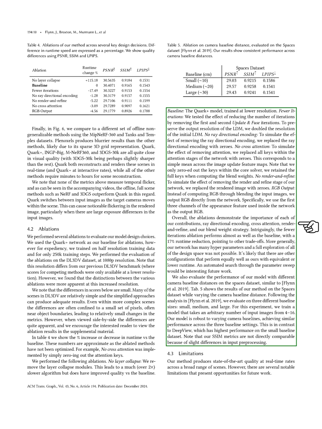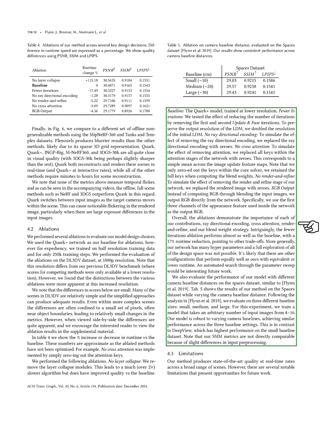Overall, these ablations highlighted the significance of our contributions, including ray directional encoding, cross-attention, render and refine, and our blend weight strategy. Interestingly, the fewer iterations ablation performed nearly as well as the baseline while reducing runtime by 17%, indicating potential trade-offs. Our network has many hyperparameters, and we couldn't explore all design options, suggesting that other configurations might achieve similar or better performance with lower runtimes. Future work could involve an automated parameter search.